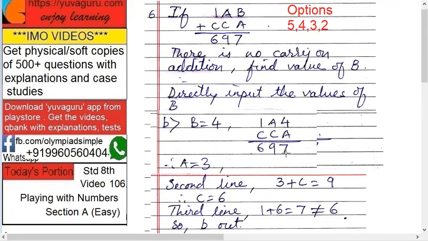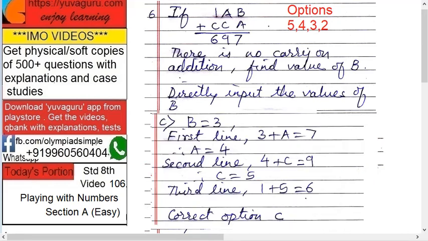Second option, let B equal 4. Try it. So the problem becomes 1A4 plus CCA equals 697. So 4 plus A equals 7, A equals 3. There is no carry forward, so only single digit numbers where no carry forward is there. So A equals 3. So the second line becomes what? 3 plus C equals 9, C equals 6. So the third line becomes what? 1 plus 6 equals 7. But what is given? It's 6. So B cannot be 4. So that option is also out.